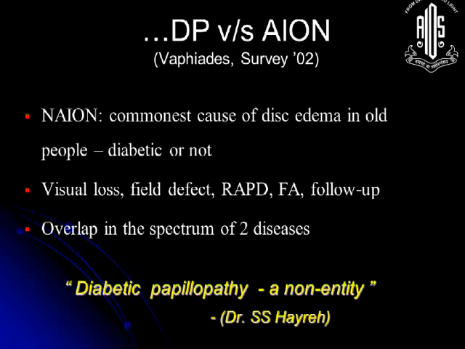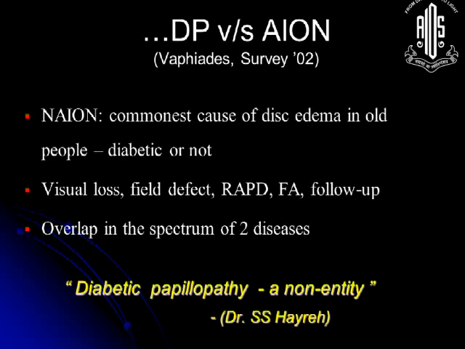So there's always this debate about diabetic papillopathy versus anterior ischemic optic neuropathy, and this was highlighted by Vaphiades in his article in Survey of Ophthalmology, 2002. NAION, or non-arteritic AION, is the commonest cause of disc edema in old people, in both the diabetic as well as the non-diabetic populations.